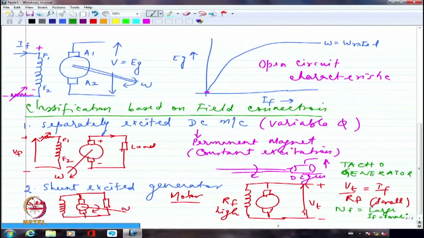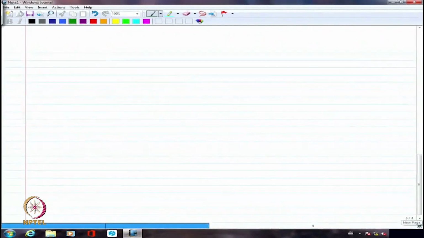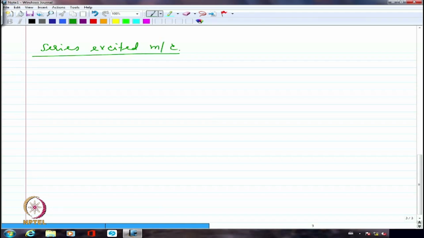The third type of connection is the series connection. This is hardly ever used as a generator. Most of the time it is going to be used as a motor. Very, very rarely is it used as a generator, so I should say it is normally not used as a generator. Only as a motor it is used, and it is commonly used as a motor very, very often.